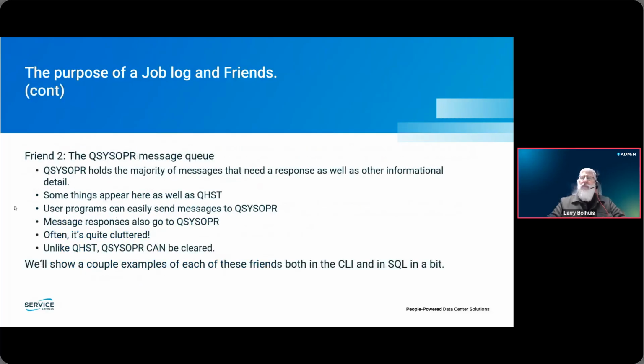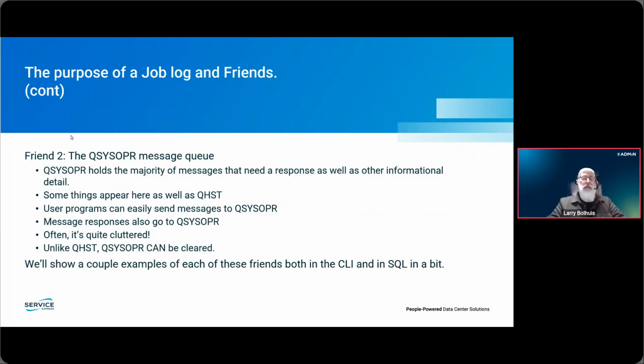Now, the second friend to the job log is the QSYSOPR message queue. If you have to ask what QSYSOPR is, you're probably in the wrong presentation, because QSYSOPR has existed since the beginning of OS/400 time. That is the queue where most of the messages that need a response, and a lot of other messages as well, get dumped.